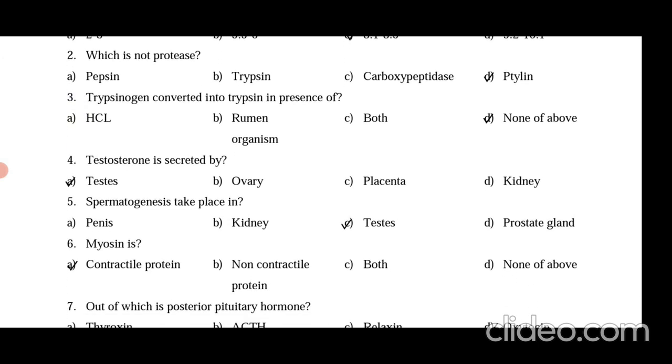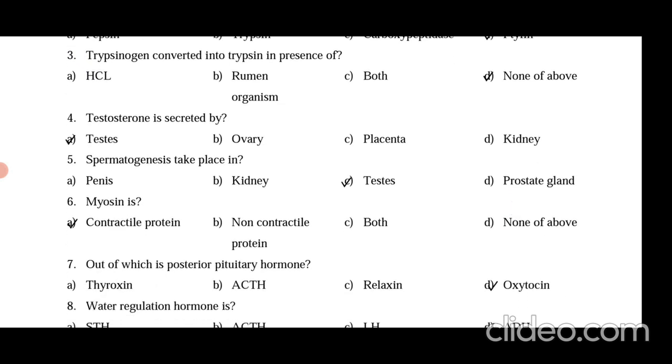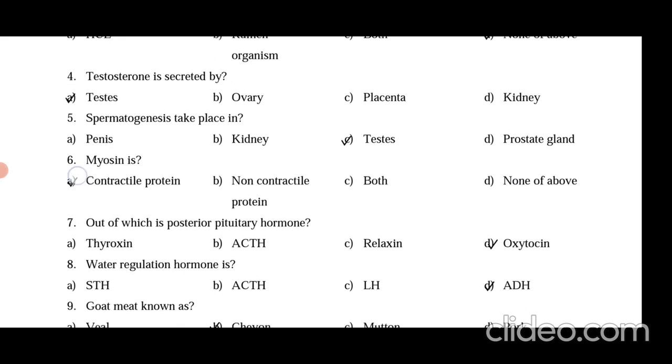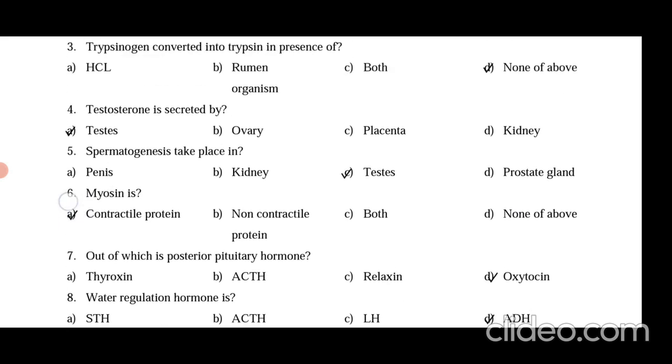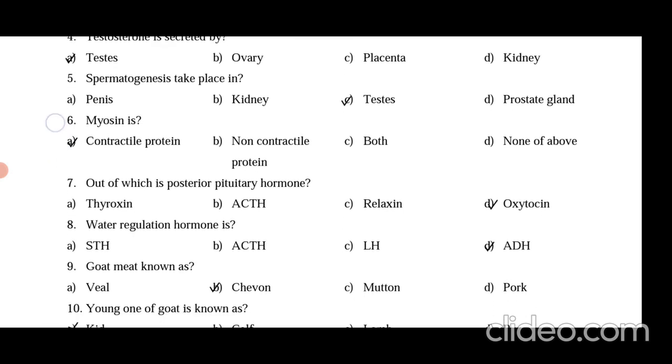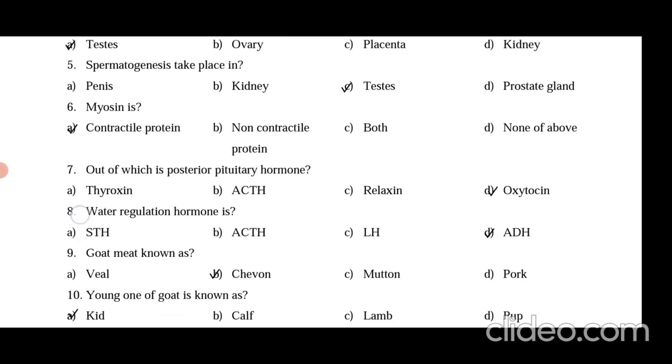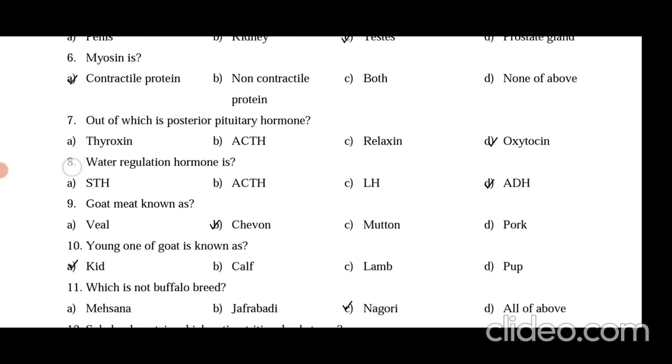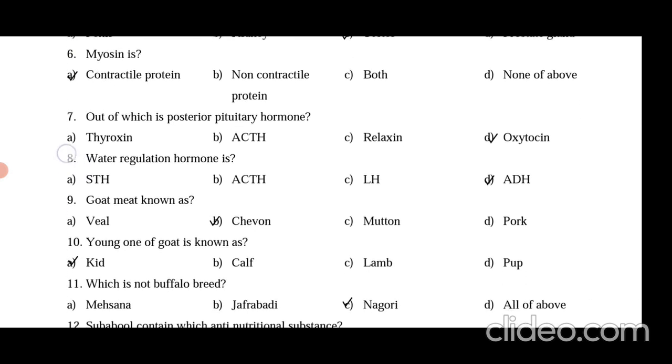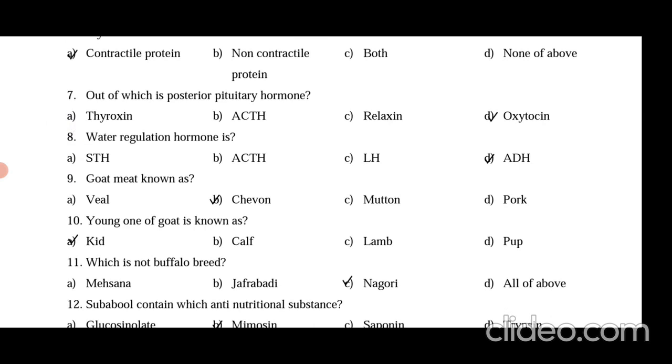Myosin is a contractile protein along with actin. Out of these, which is a posterior pituitary hormone? Oxytocin is a posterior pituitary hormone. Water regulating hormone is antidiuretic hormone. Goat meat is known as chevon. Young one of goat is known as kid. Which is not a buffalo breed? Nagori is not a buffalo breed.